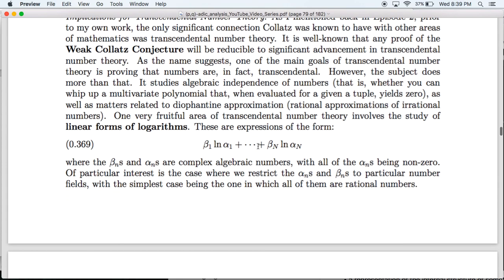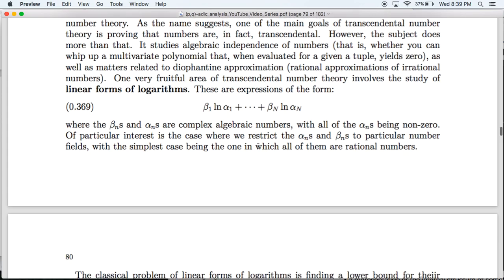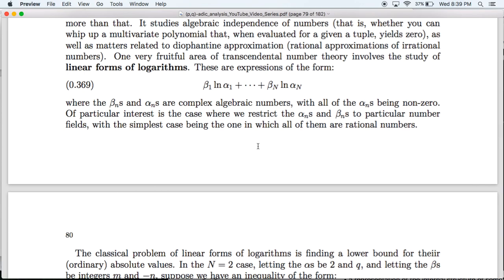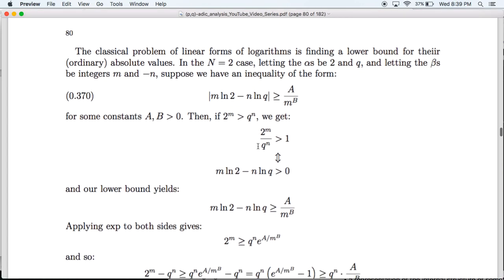So of particular interest is the case where we restrict the alpha n's and beta n's to a particular number field, with the simplest case being the one in which all of the beta n's and alpha n's are rational numbers. The classical problem of linear forms of logarithms is finding a lower bound for their ordinary absolute values.